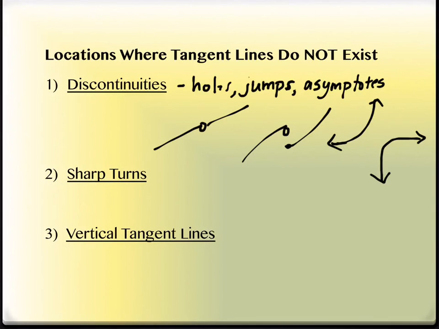Sharp turns is the next one. So you might have an image that looks like this. The problem with this is at this point right here, if you look at the limit from the right and the limit from the left, they're different. In fact, one of them is negative and one of them is positive, right? The slope from the left-hand side looks like lines like this. Wow, that wasn't good. And the slopes from the right-hand side look like that.